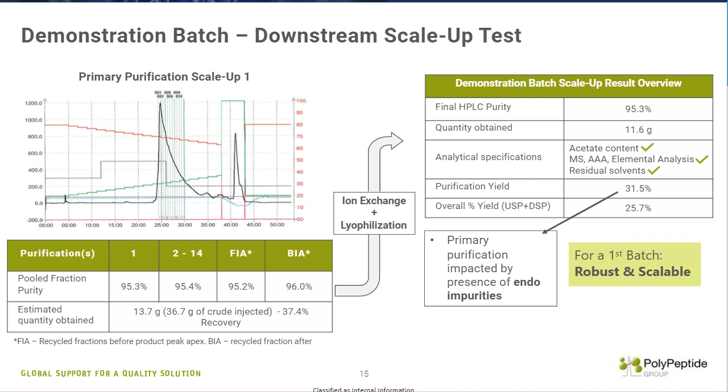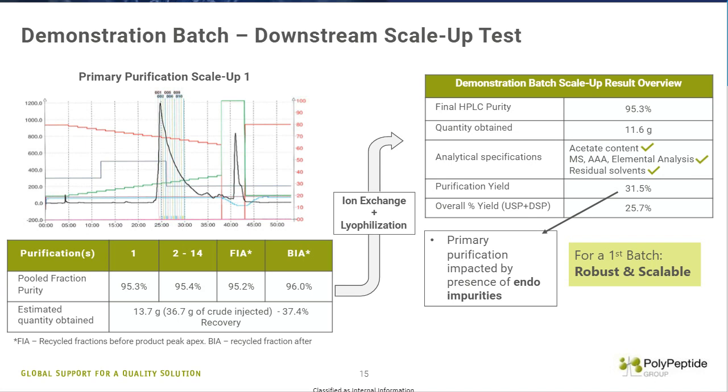So this is within the specifications desired by the client. We were able to obtain about 11 grams of the peptide as a dry powder. And we were also able to meet the other analytical specifications that the client requested as well. So the peptide was isolated as an acetate salt. We were able to confirm its identity by mass, by elemental analysis and amino acid analysis. And we also found that in terms of residual solvents, we were all within specification. We had very little remaining at the end.